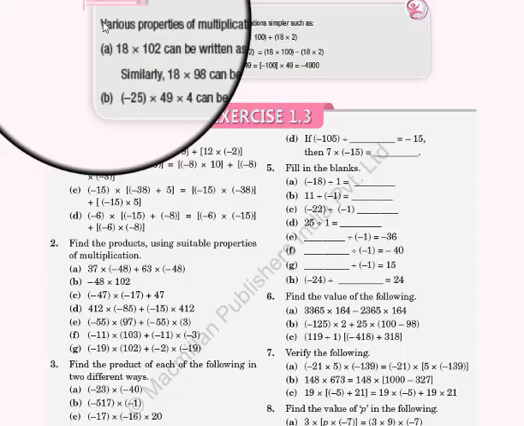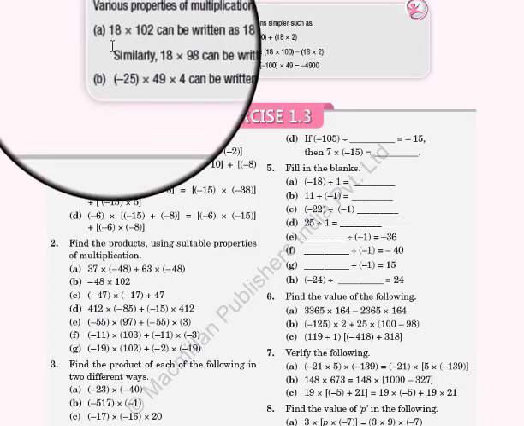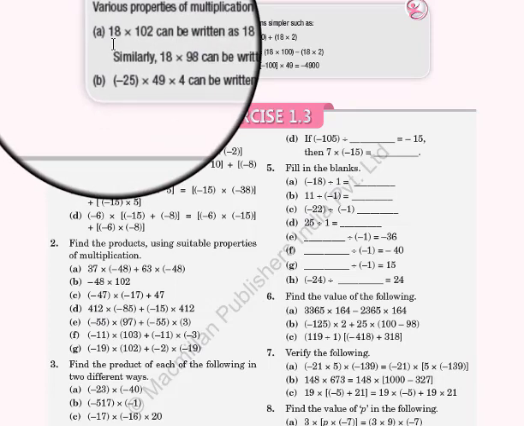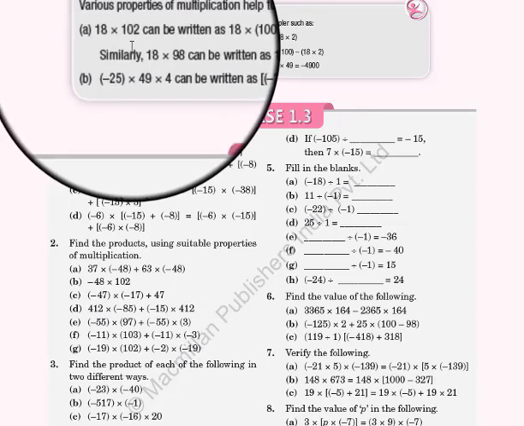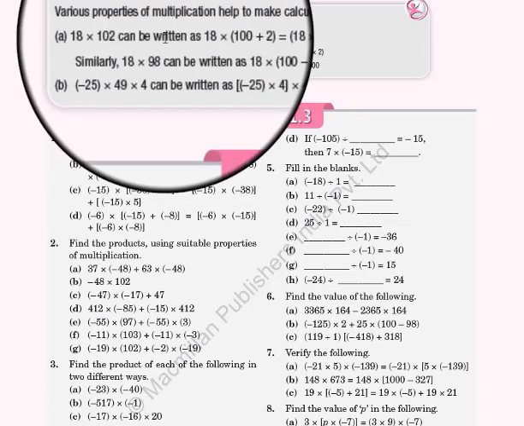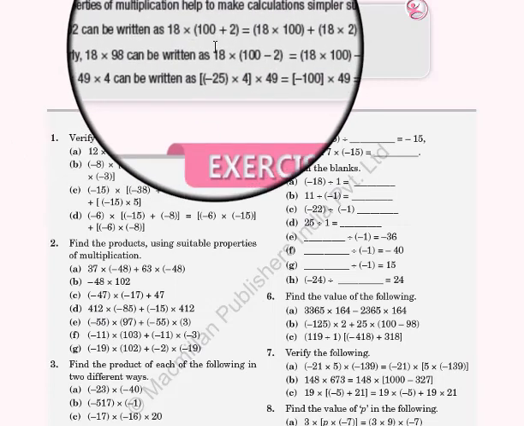So students, now let us see what are the tips given to us. The various properties of multiplication help us to make the calculation simpler. Most of the time we will find the distributive property being used to make the calculation simpler. Suppose you have the number 18 multiplied by 102. Now this number 102 can be written as 100 plus 2.